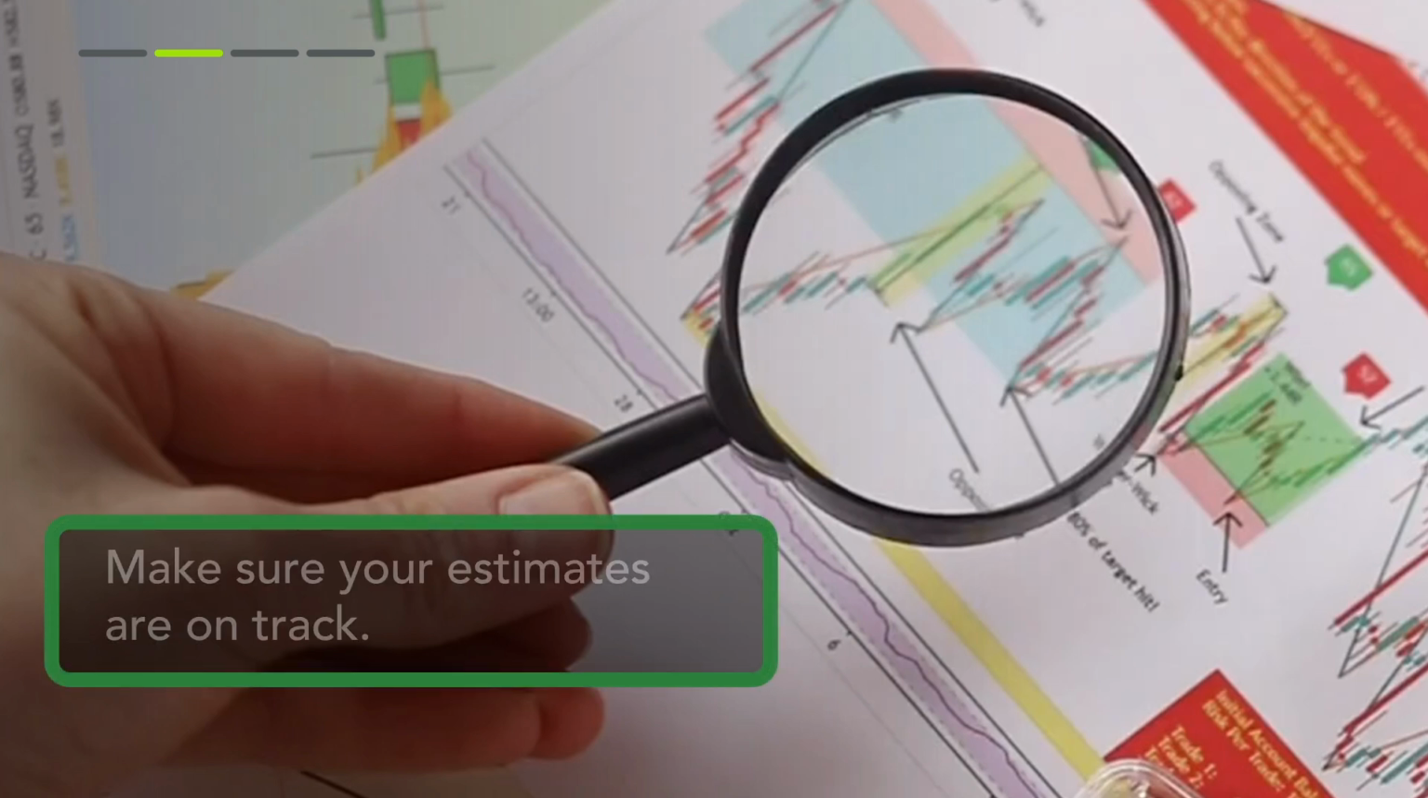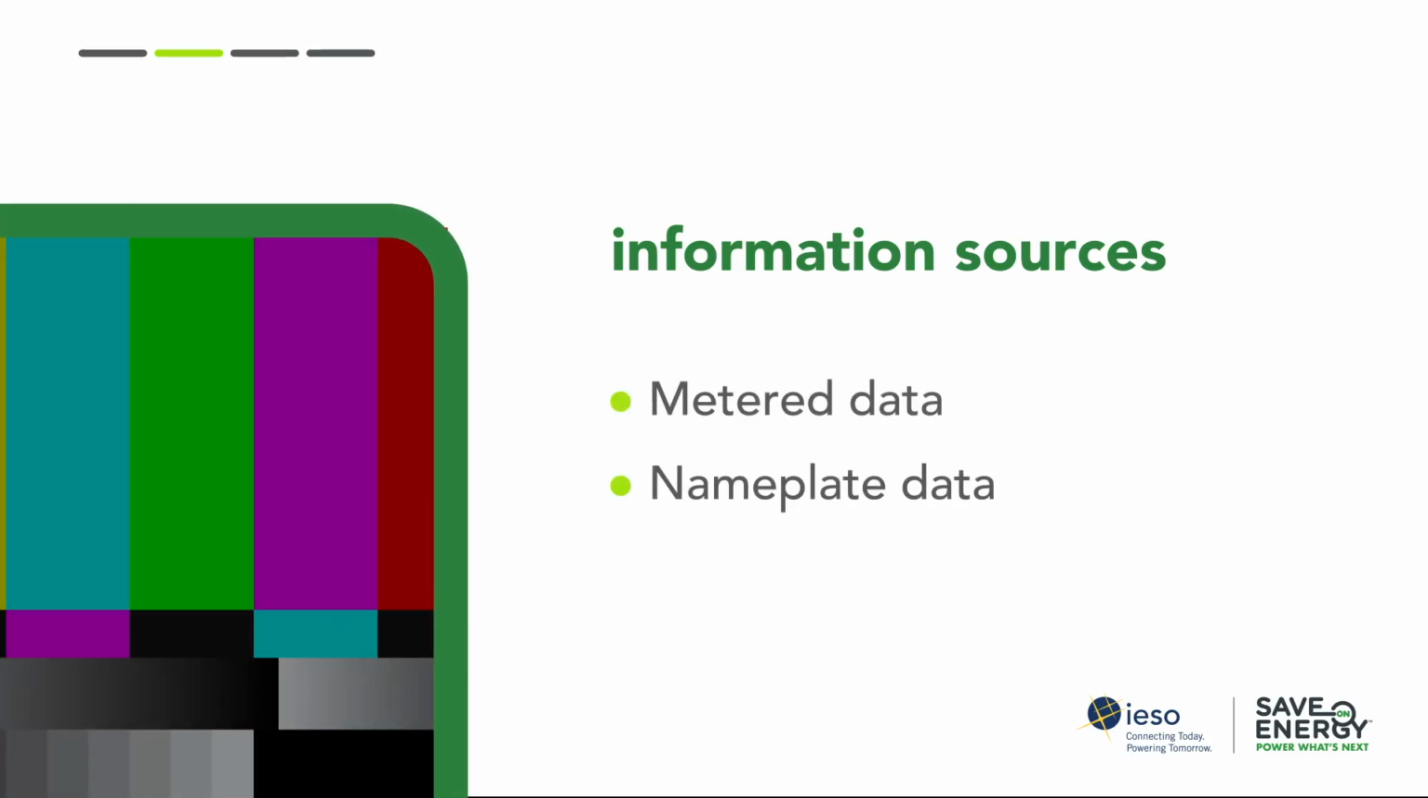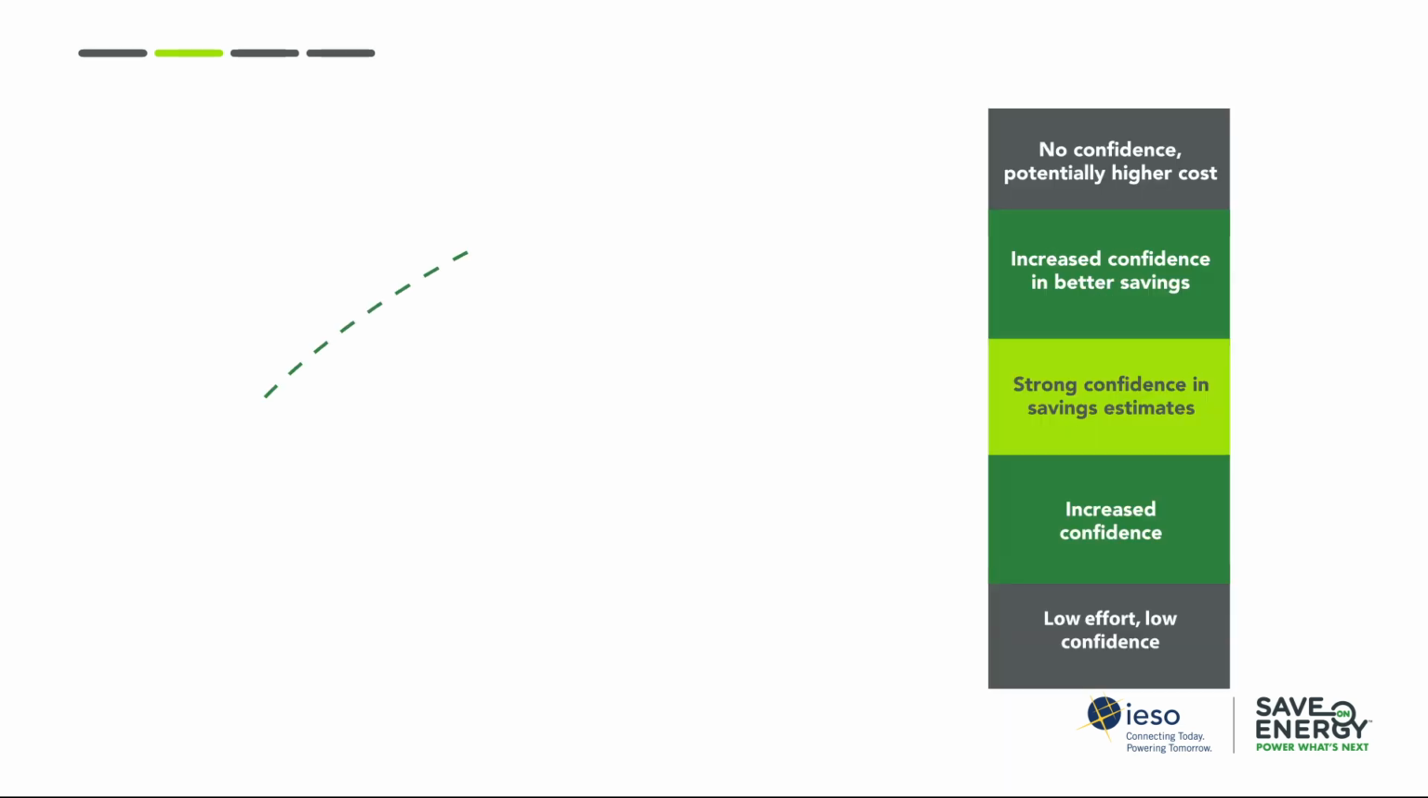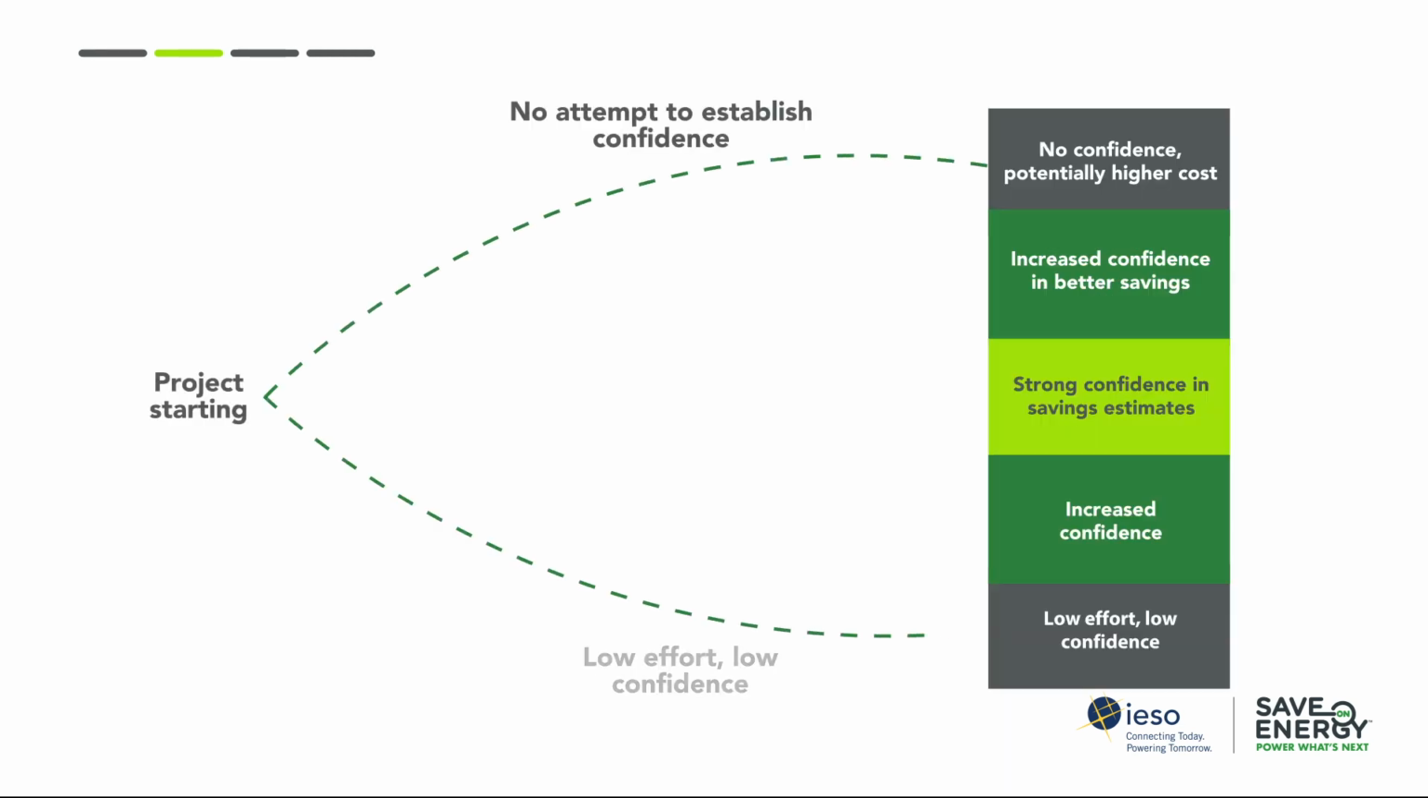The baseline consumption can be calculated using a variety of information sources, depending on the equipment under investigation, from metered data to a combination of nameplate data and operating assumptions. Whether these factors are measured or estimated depends on the availability of data and your required level of accuracy, but either way, the baseline will provide guardrails to keep your savings estimates on track.